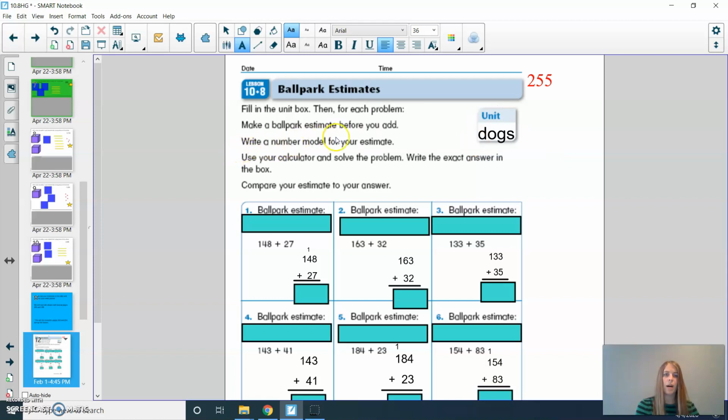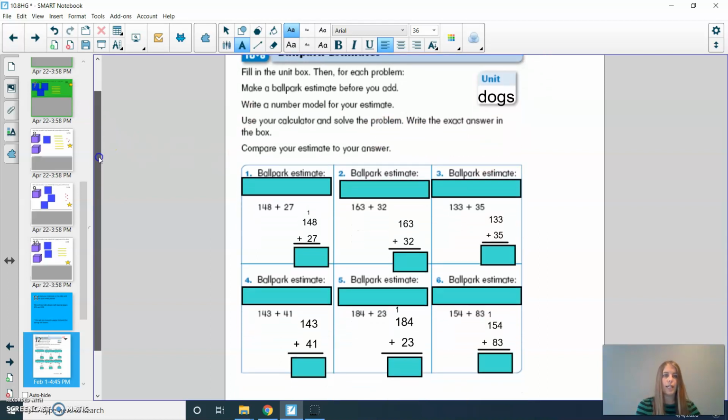Now we're going to make a ballpark estimate before we add. We're going to write a number model for our estimate. And then we can use our calculator to solve our problem and write the exact answer in the box. Now today I am not going to use my calculator. Instead, I'm going to work out the problems. I'd like you to try if you're able to work out the problems, but if you want to double check with your calculator after, you can do that.